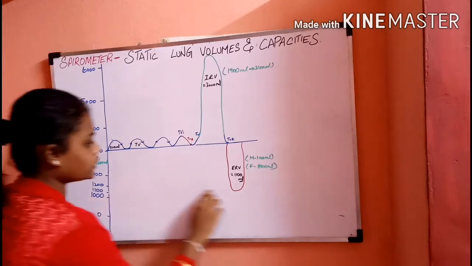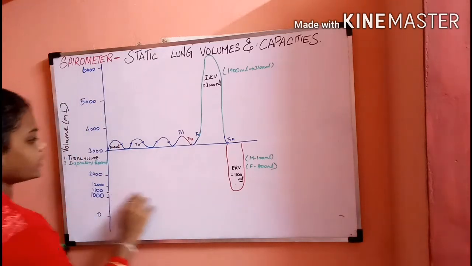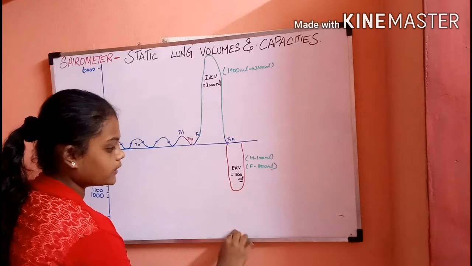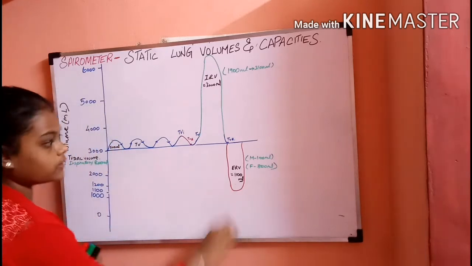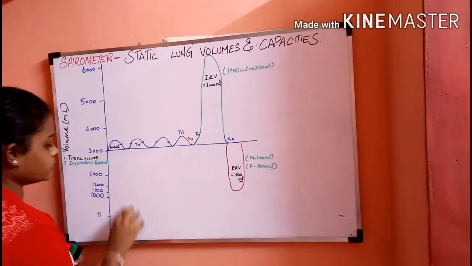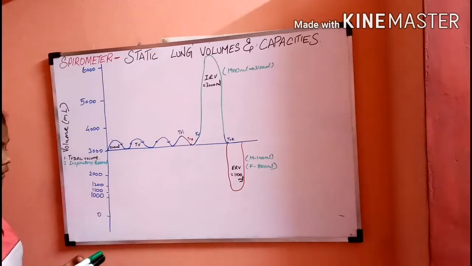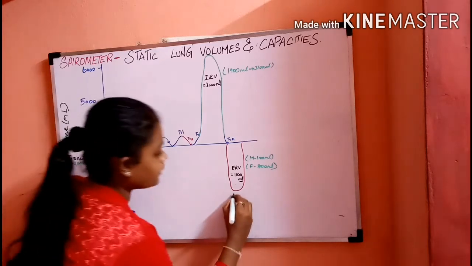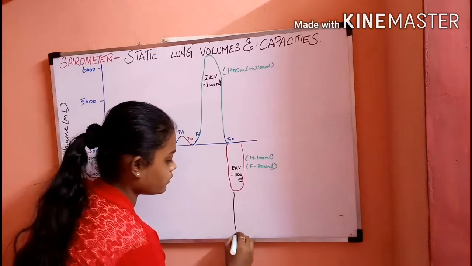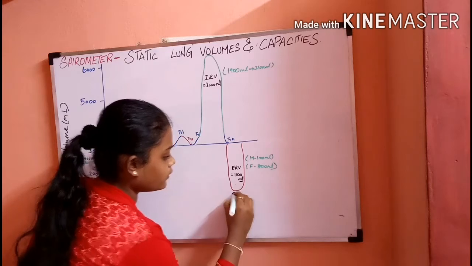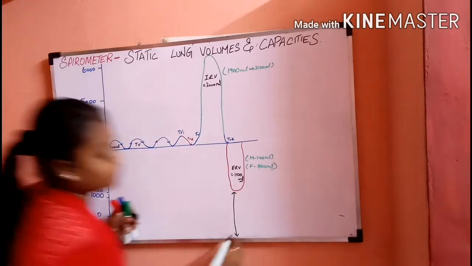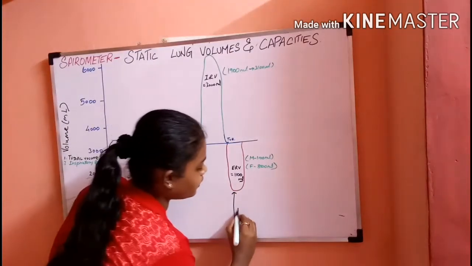ஓகே, from here ஒரு 1200 மெஷர் பண்ணியிருக்கோம். 1100லேருந்து கீழே வரைக்கும். ஸோ 1200 வரைக்கும் we have residual volume. Okay, this is known as residual volume. From here till below we have residual volume.